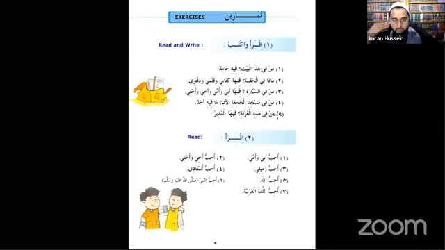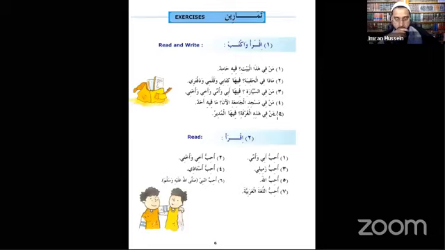What is in the bag? In it is my book, my pen, and my notebook. What is in her bag? In the bag, in it is my book and my pen and my notebook.